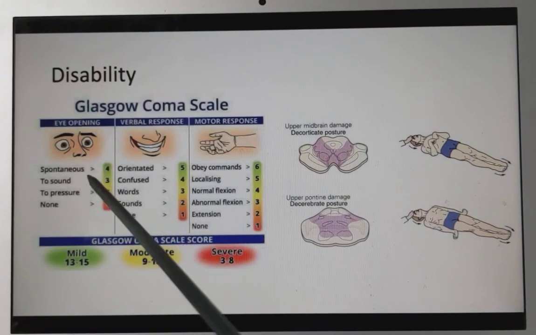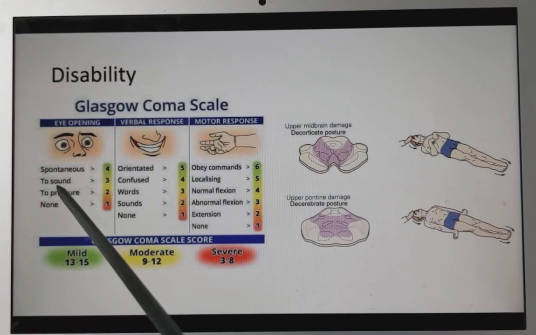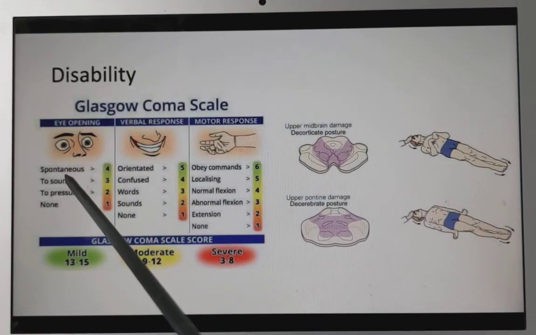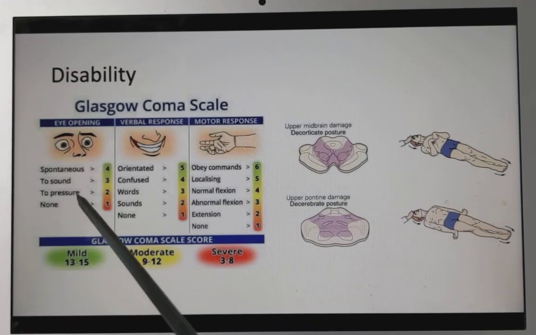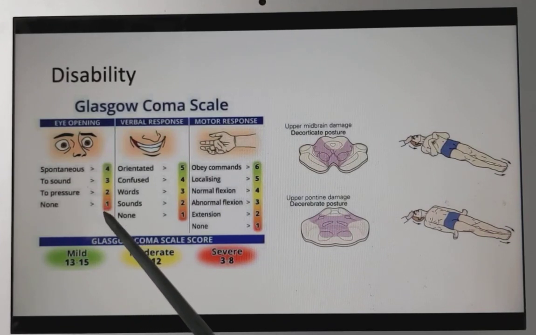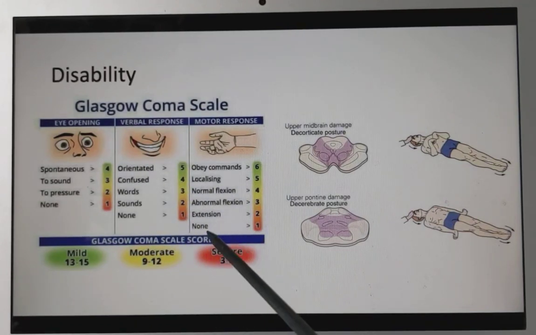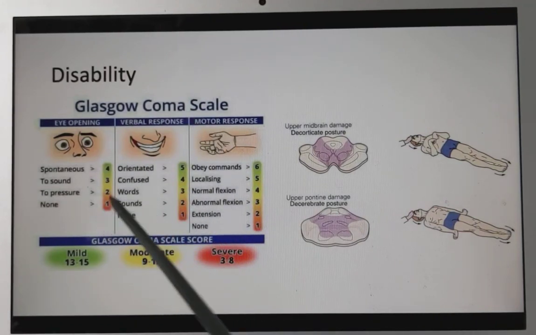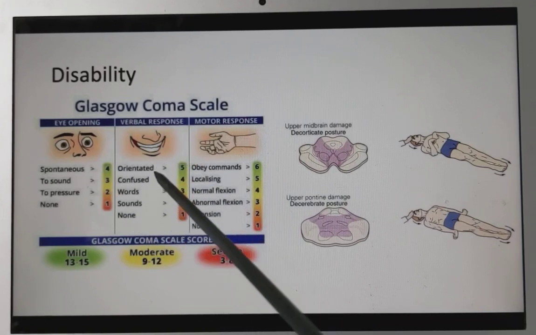So as a person goes down in their sensorium, the score drops. Their eye opening can also be like in AVPU, so they may be closing their eyes but then respond to sound. If not responding to sound, are they responding to pain? None. So the least score would be 1, 1, 1. So 3 is the least score, 15 is the maximum score. Verbal response, none, no verbal response, and no motor response.